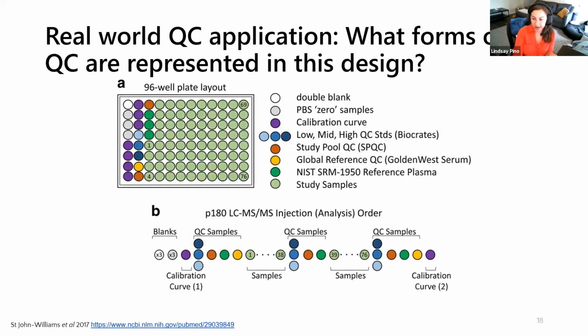So I wanted to add this in here because I do see some questions doing small molecule. For small molecule work, there's a really great paper, St. John Williams et al. 2017, link at the bottom, that really goes into detail about how they implemented a lot of these QC ideas into every one of the 96 well plate batches of samples that they did. This is a great example of these practices being put into use in a large scale study.